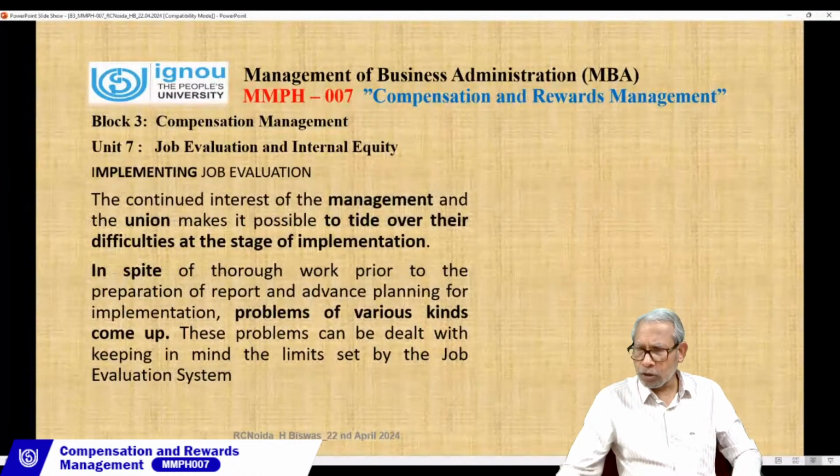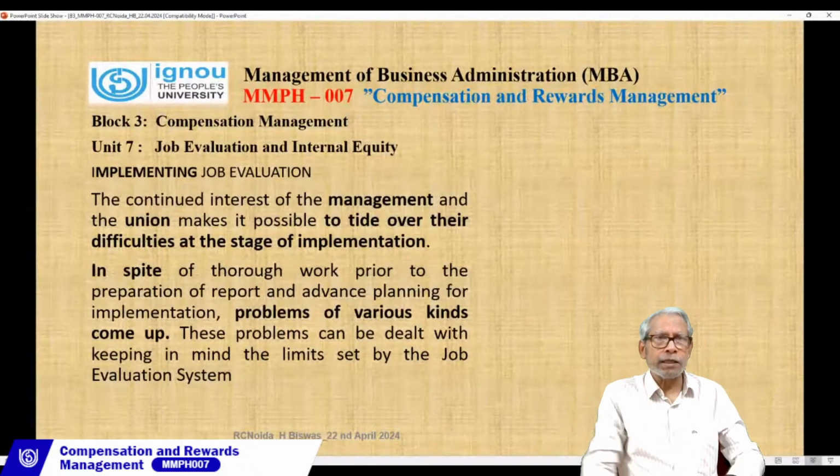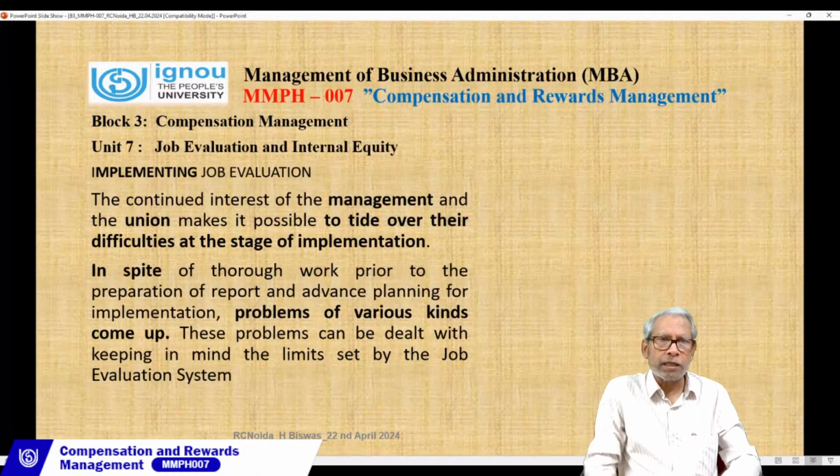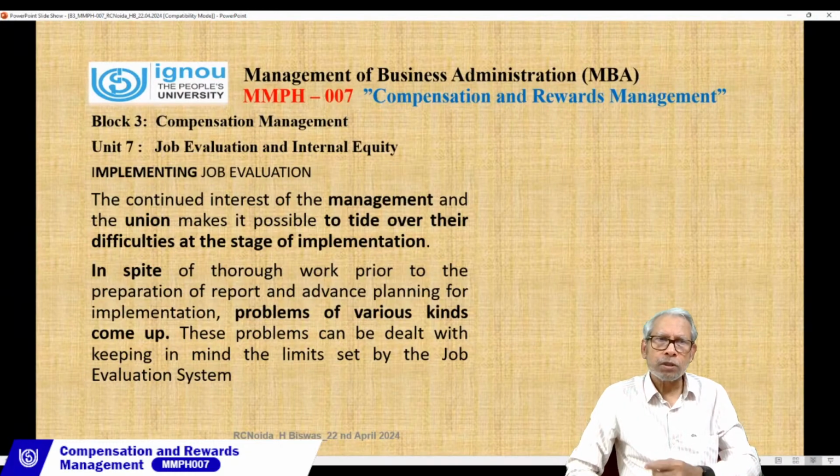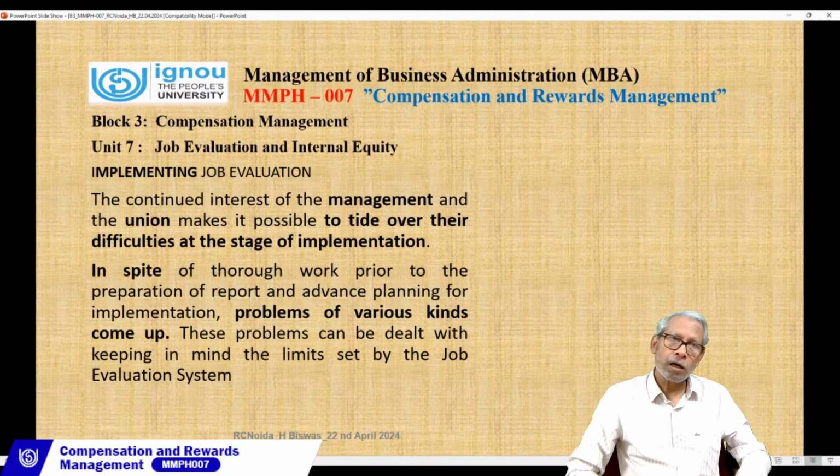Now, implementing the job evaluation again depends on the interest of the management and the unions. For any implementation, the first thing is you have to involve the management as well as the union, because they have to take some interest, and you will be tied up and get over their difficulties at the stages of implementation.